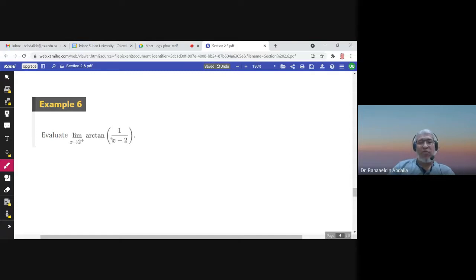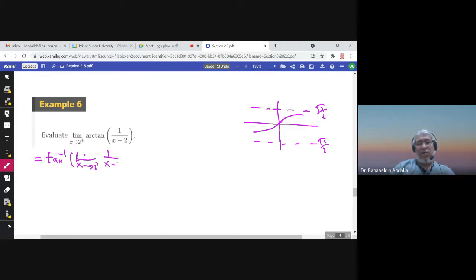How to evaluate this limit? Well, remember that this is the limit of tan inverse. Okay, remember tan inverse. What is the graph of tan inverse? Here, pi over 2 is an asymptote, and here negative pi over 2 is an asymptote, and the graph goes like this. So if I write tan inverse and take the limit inside, okay, so what is the limit of this?